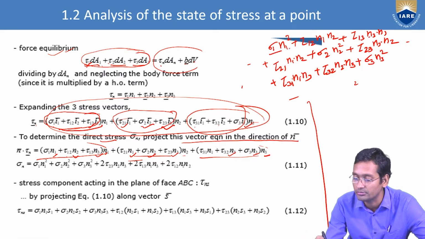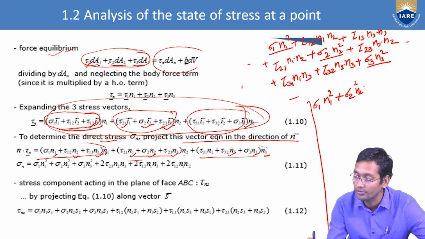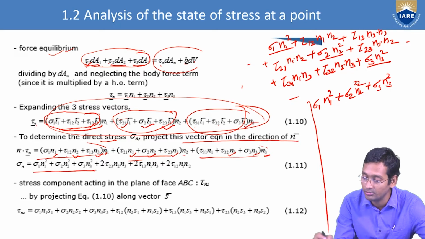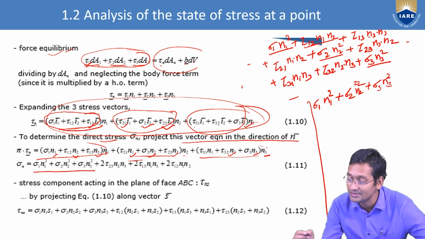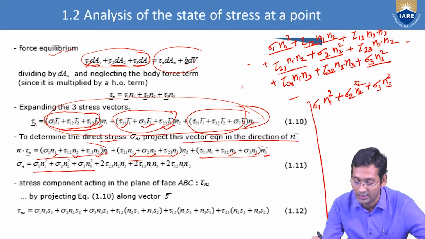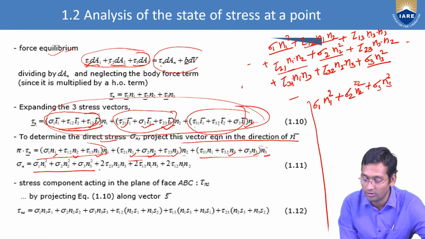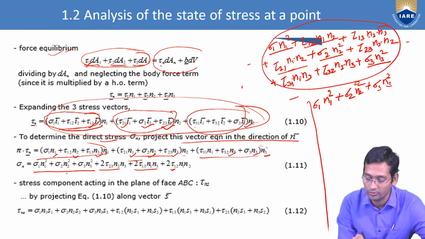Now collect the square terms like this one and this one. So what we will get? Sigma 1 n1 square plus sigma 2 n2 square plus sigma 3 n3 square. So just see, after collecting all the terms, next what happened? This, so tau 1 2 n1 n2, and here with the direction. Once you multiply, this all becomes twice of that one. So just simplify this, you will get this equation.